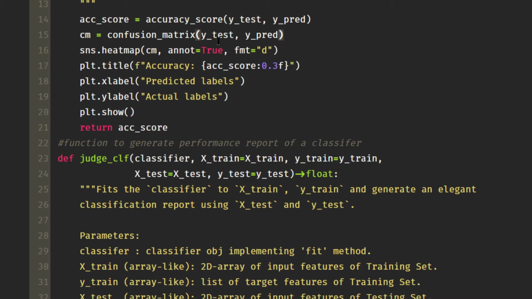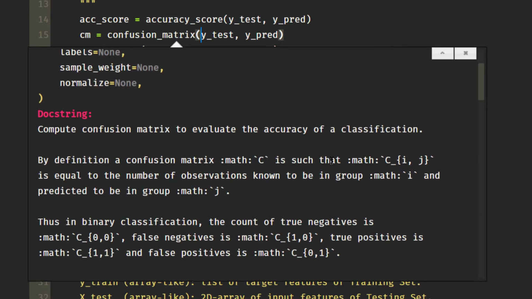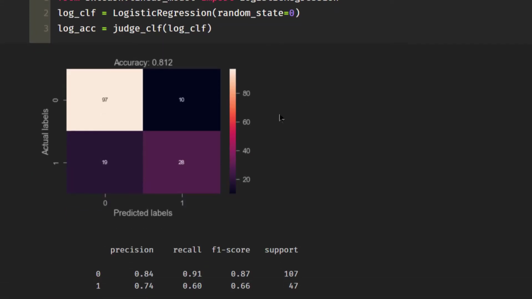Here it is. So read it. Definition: a confusion matrix C, where Cij is equal to the number of observations known to be in group i and predicted to be in group j. Very simple, you just need to read it this way. So 10 values are predicted to be 1, but they were actually in 0. So these two are bad, if you will.